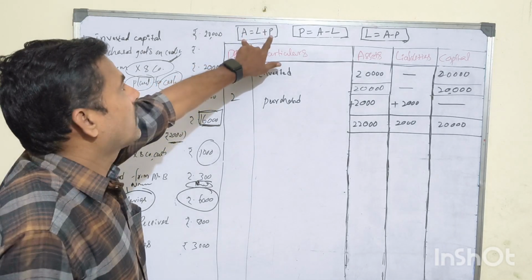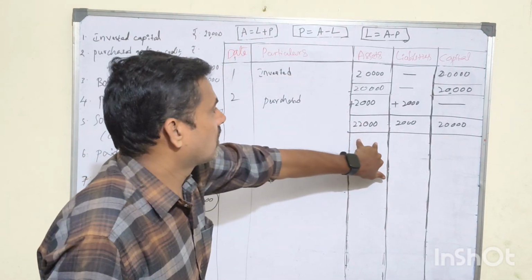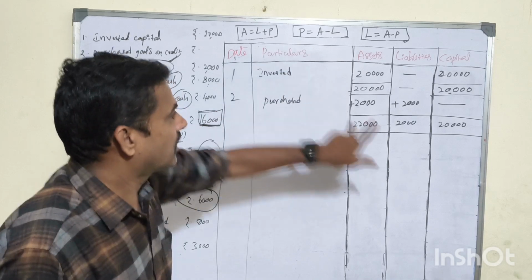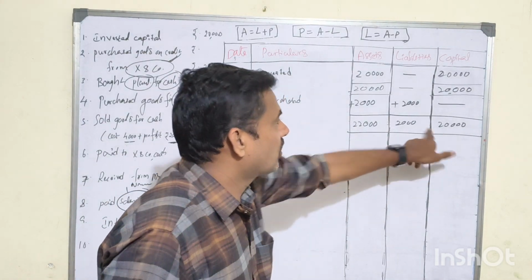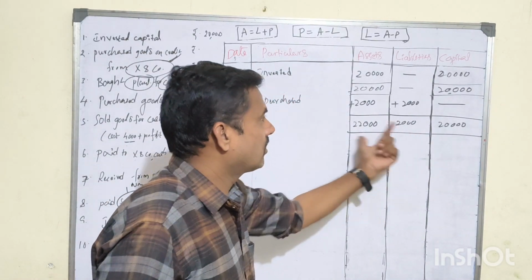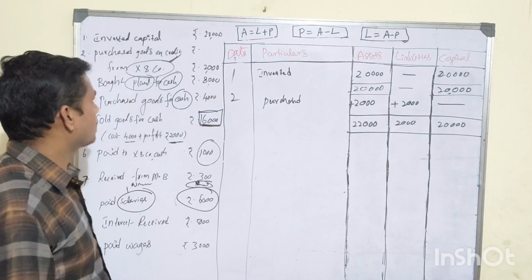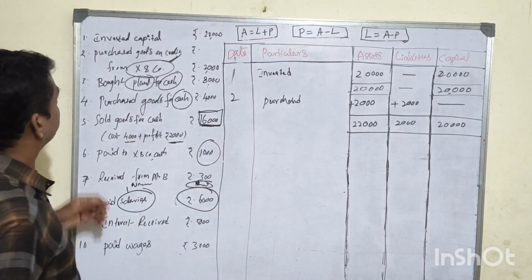Asset is equal to liabilities plus capital. Assets 22,000 equal to liabilities plus capital. Liabilities plus capital is equal to 20,000 plus 2,000, which is equal to 22,000. Make sense? Let's come on, one more example.